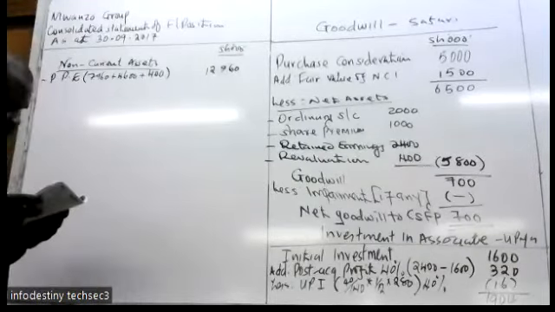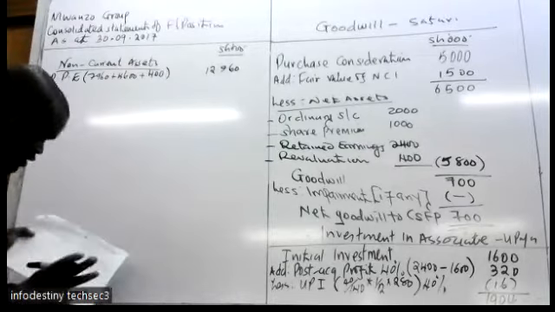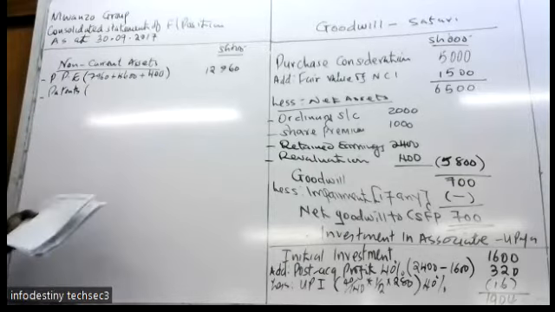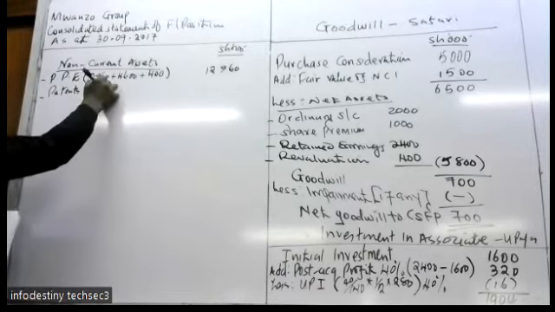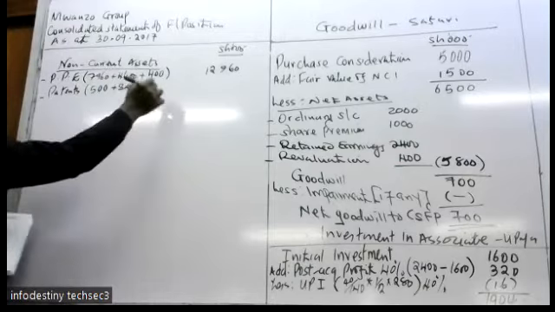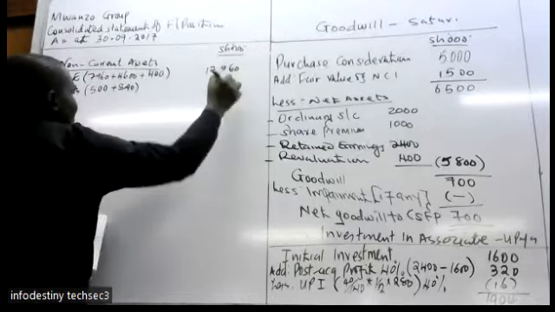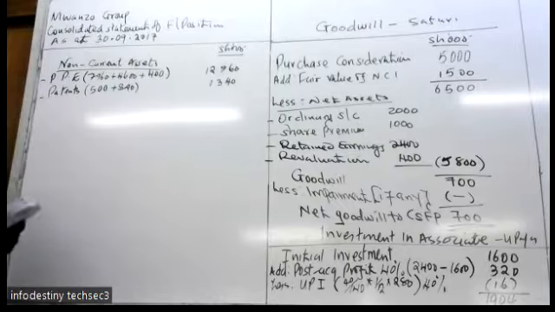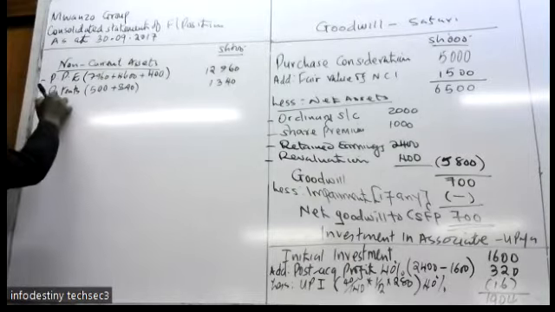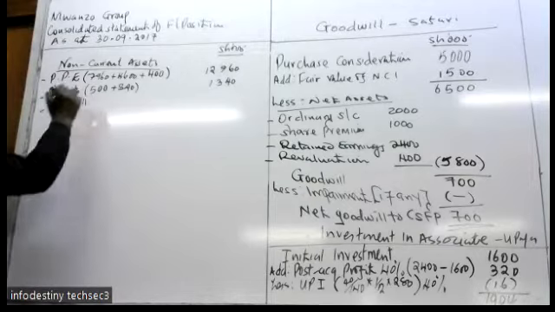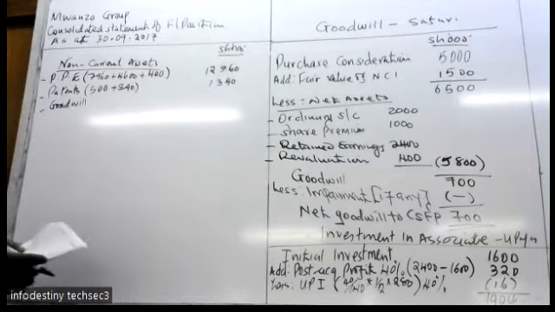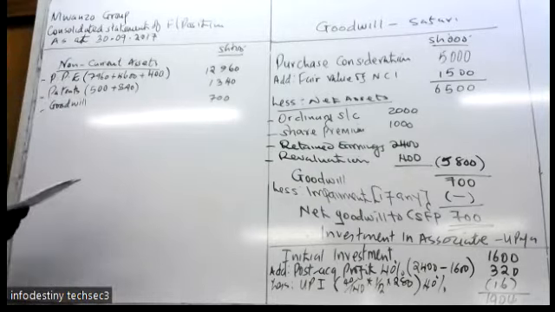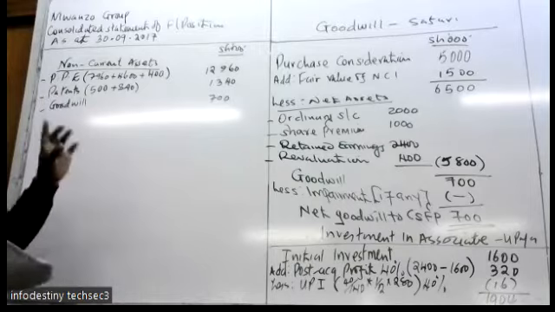We proceed. Patents. Patents have no problem. 500 plus 840 is how much? 1340. Investment in Safari, you replace it with what? Goodwill. You replace it with goodwill. Goodwill we have calculated and we got how much? 700.